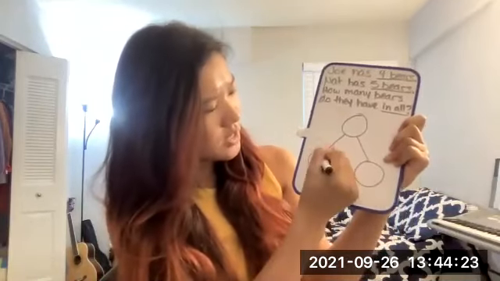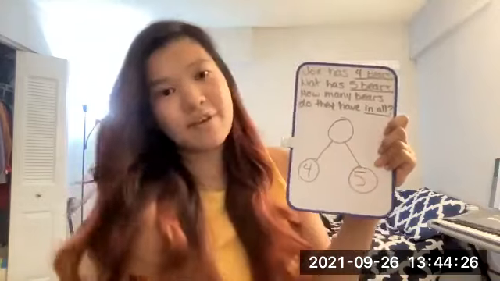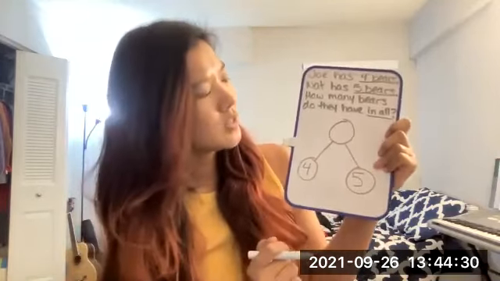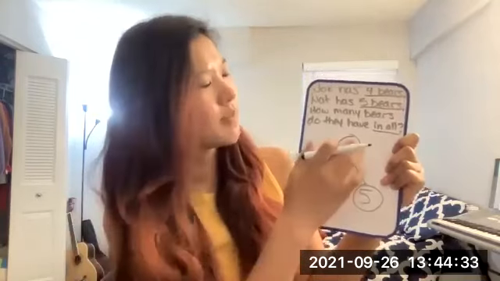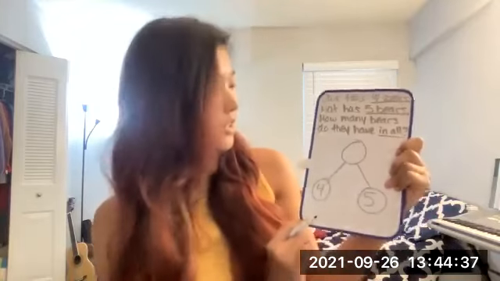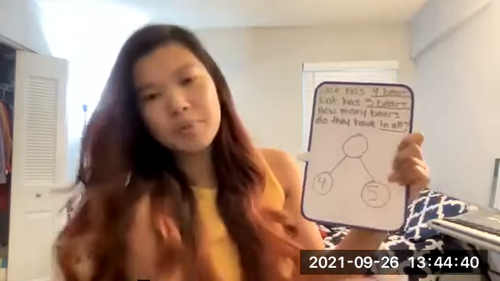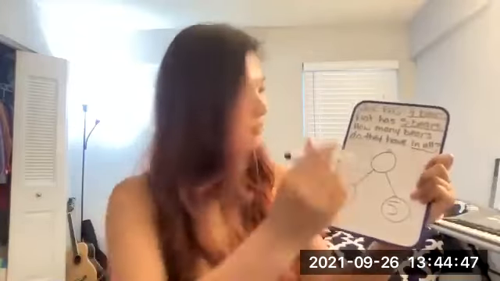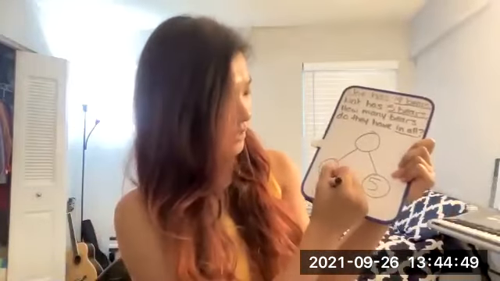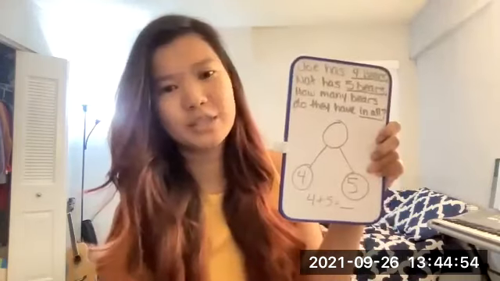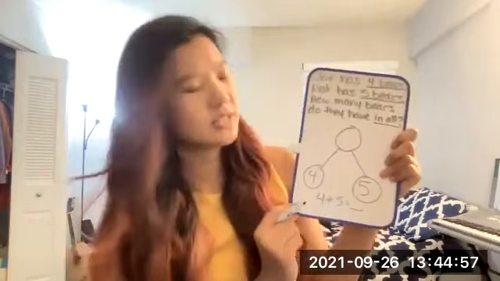So I have 4 and 5. Those are my 2 parts, and those are going to go here. What they're looking for in this word problem is my whole. It says, how many bears do they have in all? That in all part is telling me that I need to find out how many bears Natalie and Joe have when they put their bears together. So 4 plus 5 equals, I'm not sure what that equals yet, but that's going to be my number sentence.